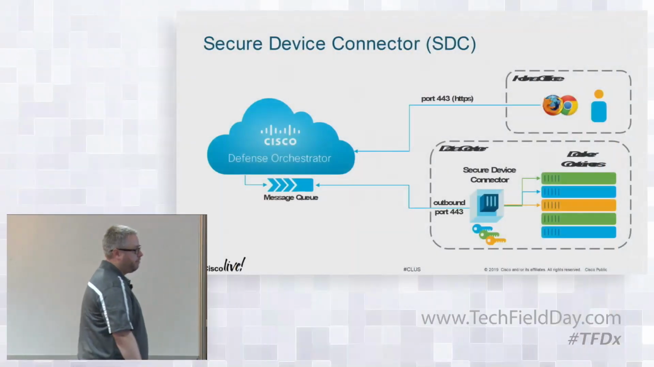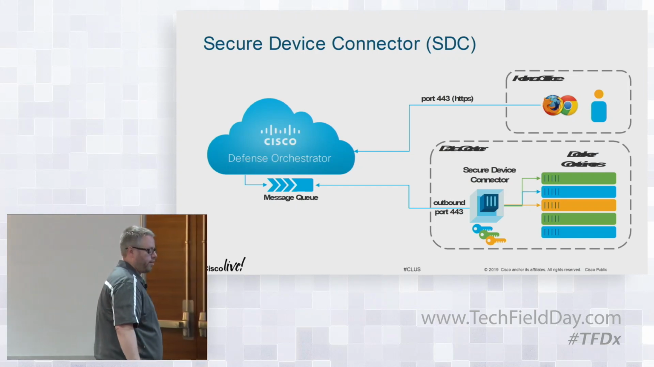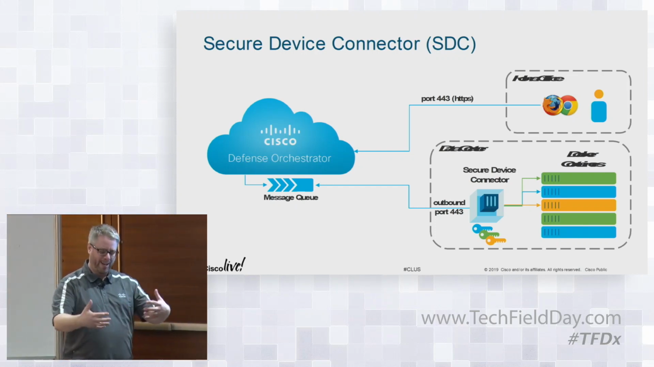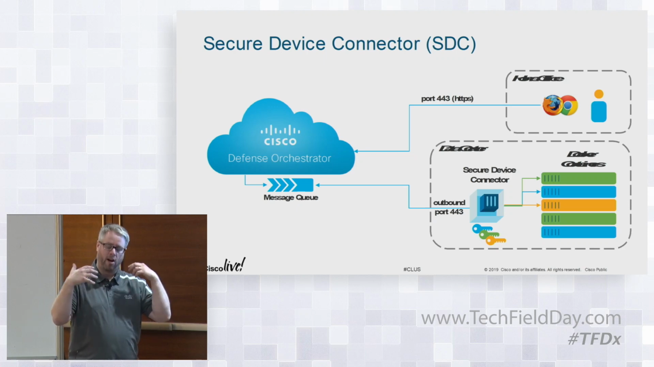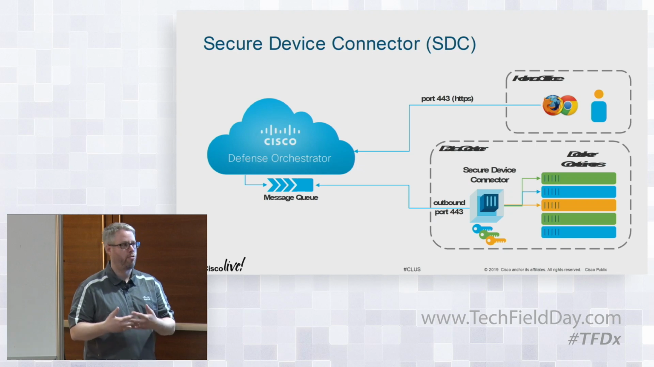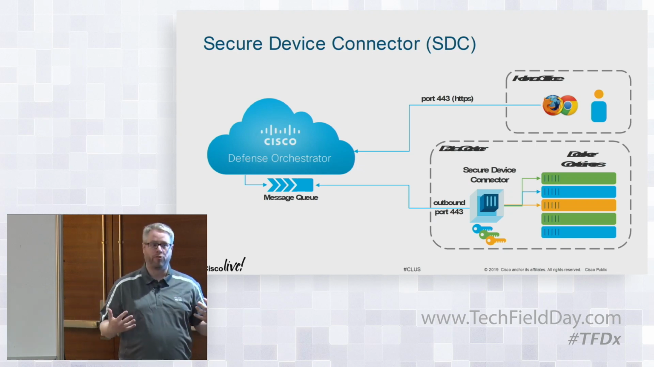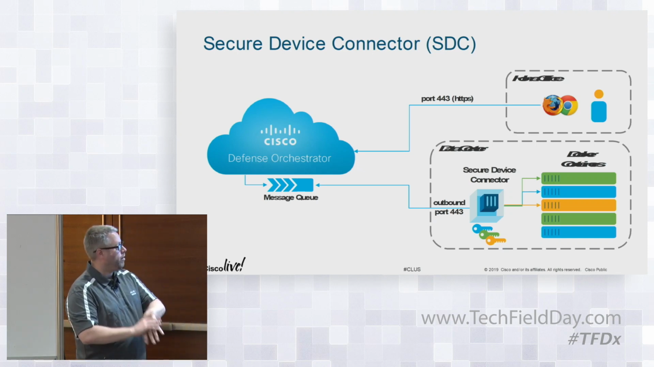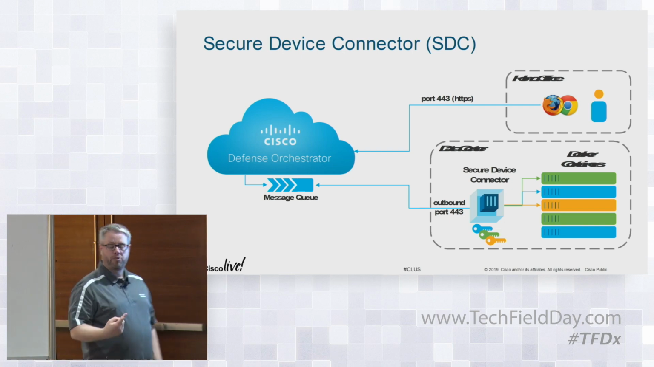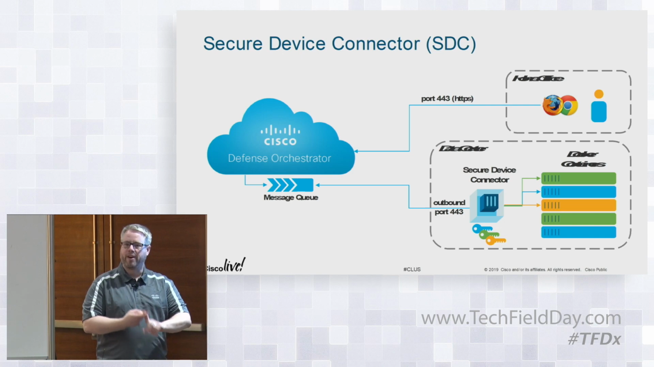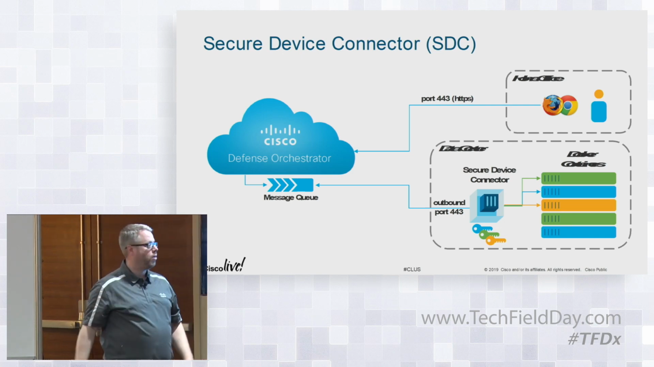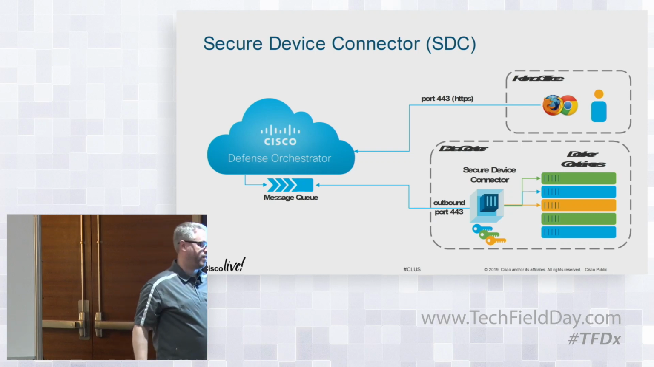We've also built this thing called the Secure Device Connector. The Secure Device Connector solves the problem of how we connect to devices that are potentially inside the data center and don't have access to the network, or the administrators don't want them to have access to the network. So the SDC solves many problems. One, it controls the communication. All the device communication to CDO doesn't go directly to CDO. It all passes through the Secure Device Connector.